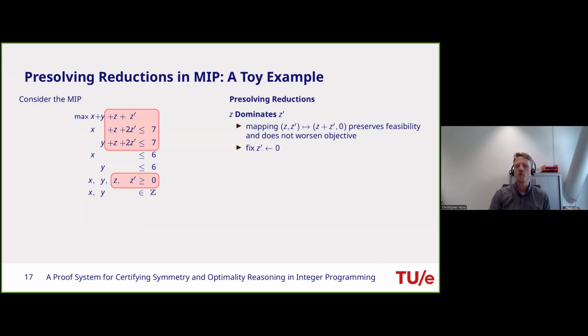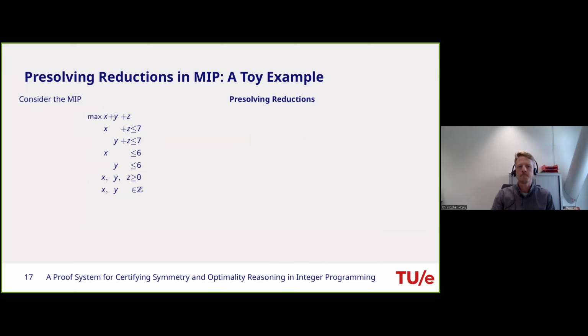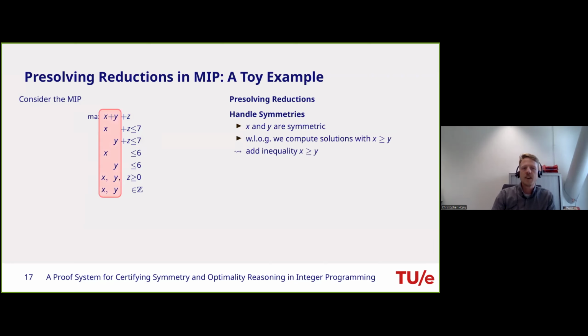And this is so-called dominated column pre-solving. And if I do this, my problem reduces to the following. I can save one variable. And if I now stare at the variables x and y, then I can observe that they behave symmetrically.